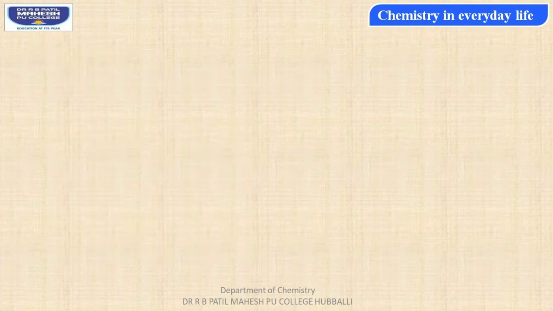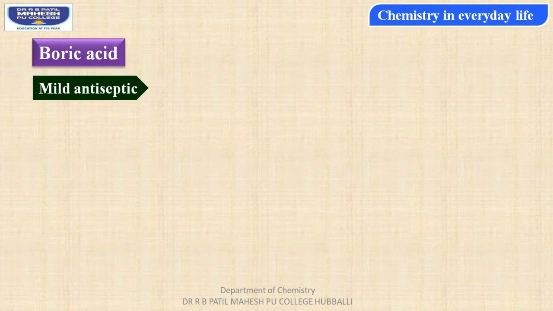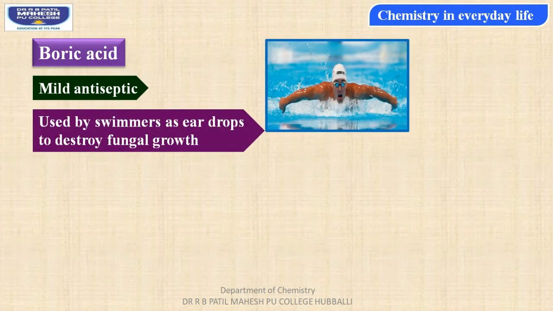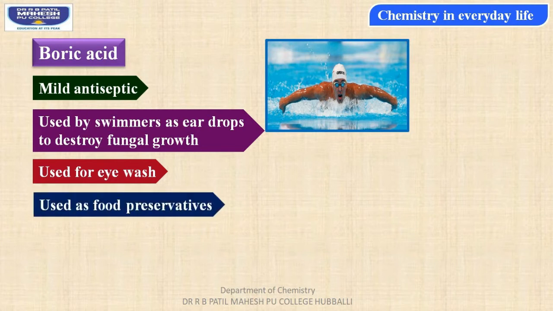And students, boric acid, which is a white amorphous compound, also acts as a mild antiseptic, which is normally used by swimmers as ear drops for destroying the fungal growth. It can even be used as an eye wash. The bacteria which are growing in the eyeball can be washed away by boric acid aqueous solution, and even boric acid can act as a food preservative, destroying the growth of microorganisms and fungus from food grains.